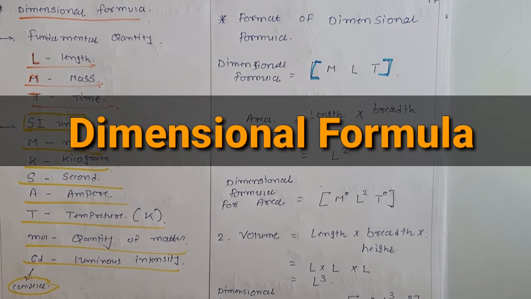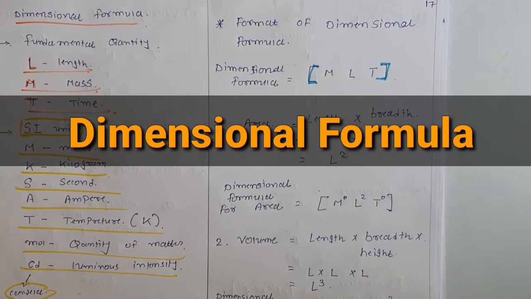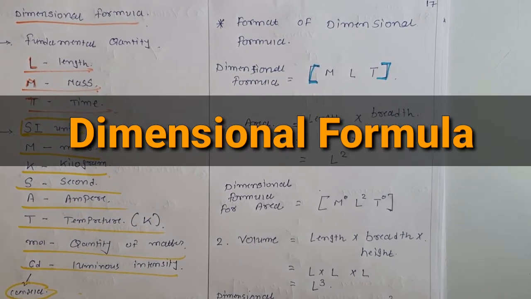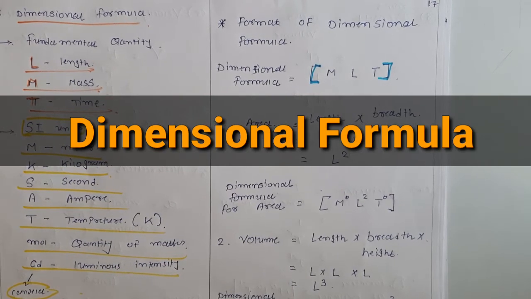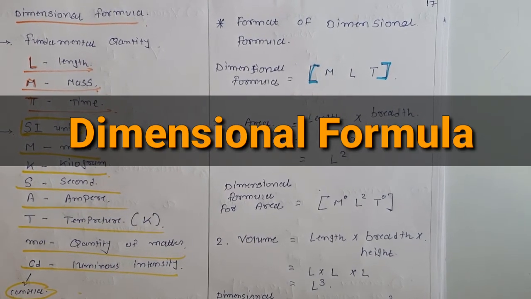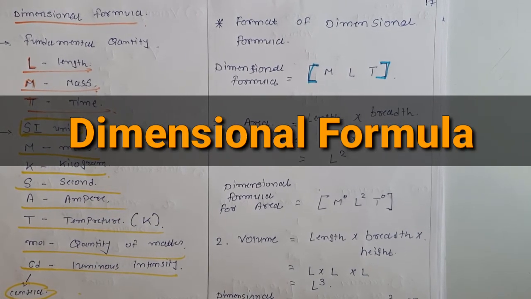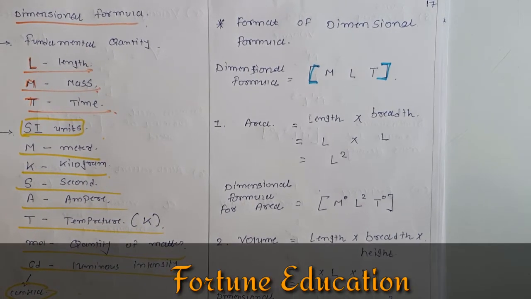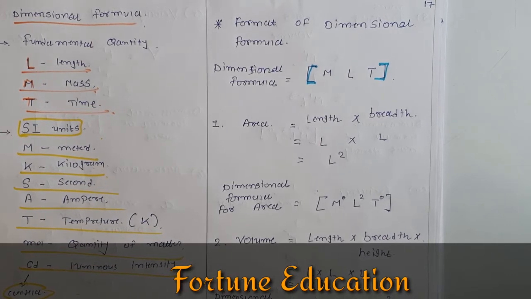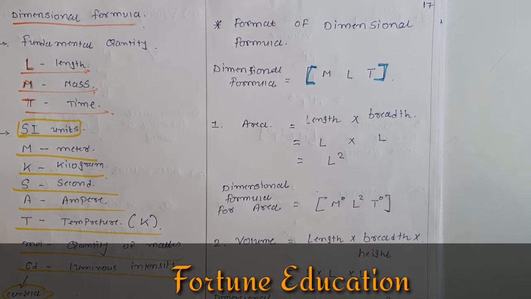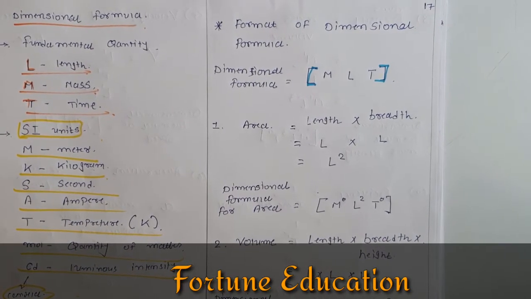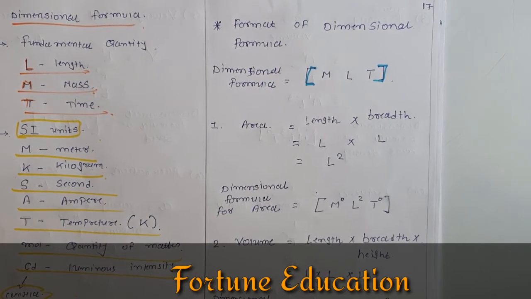Dimensional formula. Now what is the dimensional formula? Just for understanding the dimensional formula, we have to understand what is a fundamental quantity. We know that a fundamental quantity is one whose value remains the same, or unchanged, with respect to place and time. And we know that there are three fundamental quantities: length, mass and time.